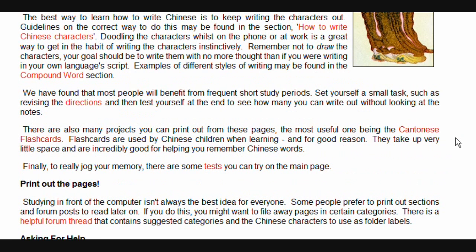The best way to learn how to write Chinese is to keep writing the characters out. Guidelines on the correct way to do this may be found in the section How to Write Chinese Characters. Doodling the characters whilst on the phone or at work is a great way to get in the habit of writing the characters instinctively. Remember not to draw the characters. Your goal should be to write them with no more thought than if you were writing in your own language's script. Examples of different styles of writing may be found in the compound word section.